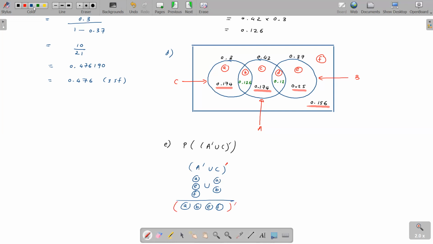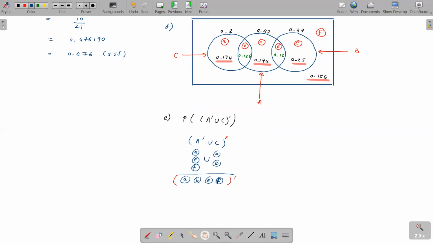Complement of this means we need to get the regions that don't belong here. So if you have A, B, E, F here, what are the regions that don't belong here? A is here, B is here, we don't have C, and then we don't have D, we have E, F, right? So we have basically only C and D. Do you agree, guys? Okay, so I just had to get the probability of region C, that's 0.174, plus region D, 0.12. What's the answer?